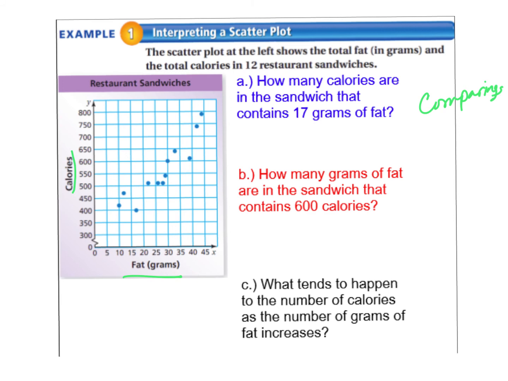So let's answer the questions. How many calories are in the sandwich that contains 17 grams of fat? So we look down here. We have 17 would be right about here. There it is. So our answer would be 400 calories.